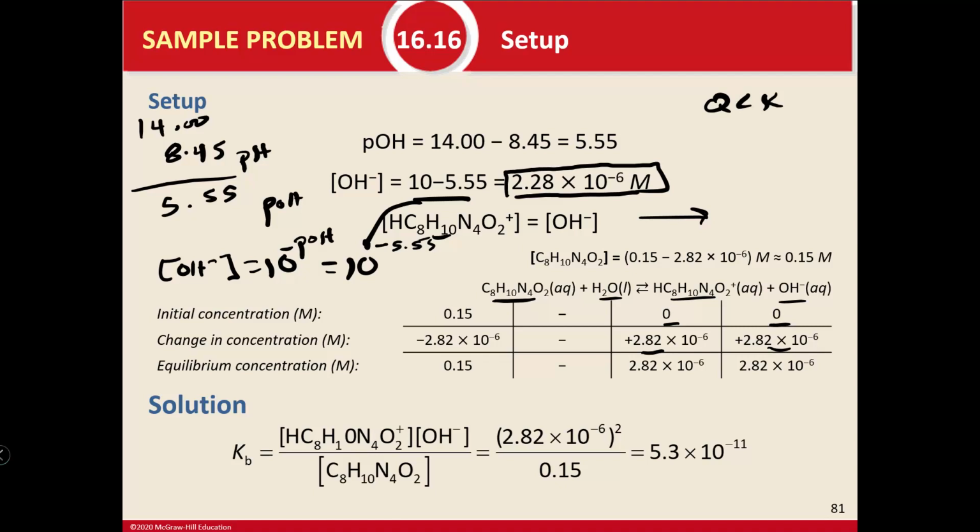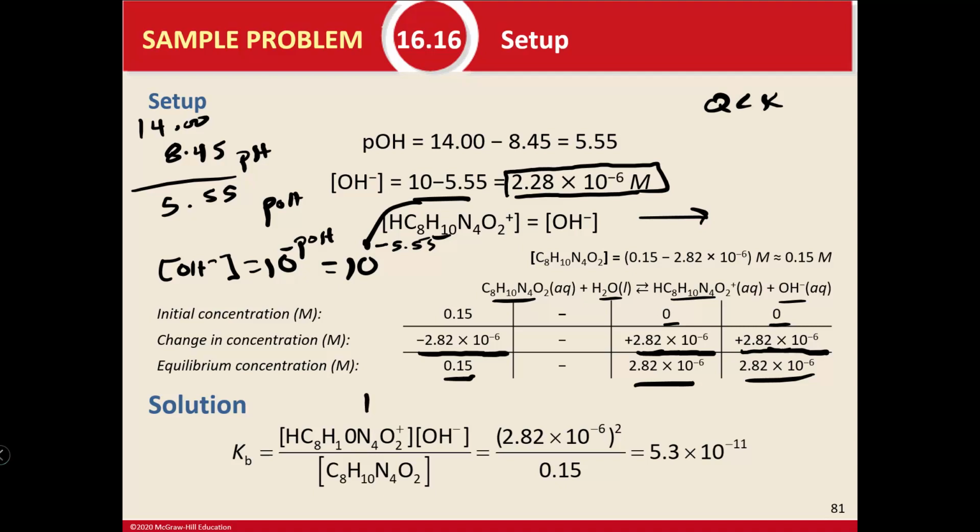So that is the hydroxide ion concentration at equilibrium. That means that's also the concentration of the protonated caffeine. And we did know that's how much of the caffeine we lost. It's just like minus X, plus X, plus X, but we know what the X is. So here are my equilibrium values for the caffeine, the protonated caffeine, and the hydroxide ion.